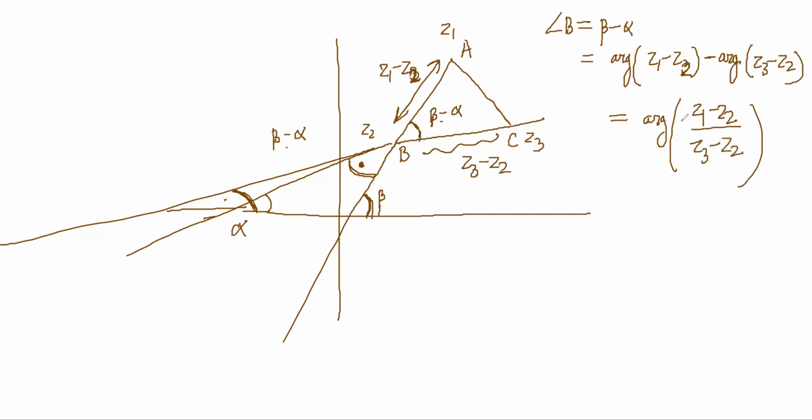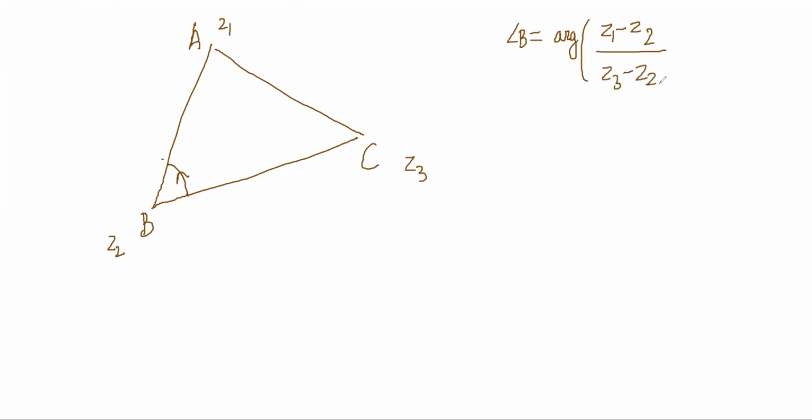Notice that in the earlier question, because the triangle had B at the origin, we didn't have to draw this separate triangle. We could directly say that it was Z3 minus 0 and Z1 minus 0, right? So this is your angle B. Notice that we have been able to write angle B, correct?